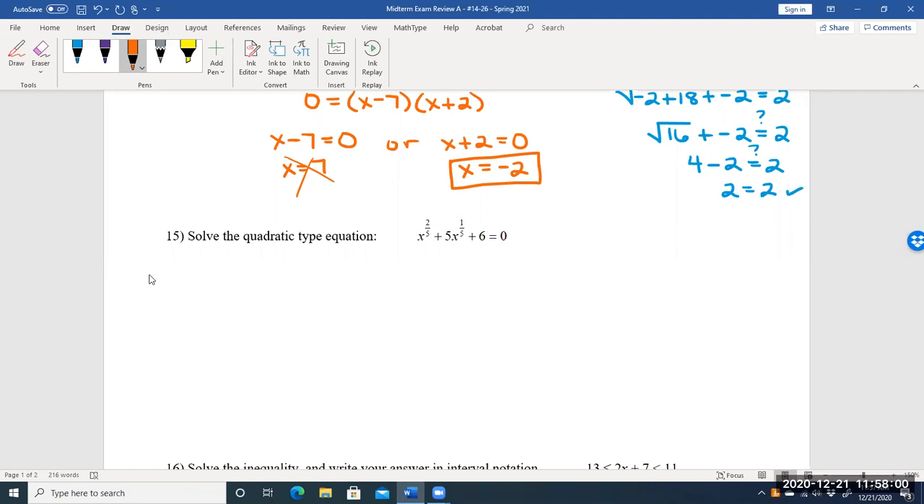All right, so what we're going to do is we are going to let u equal x to the 1/5.